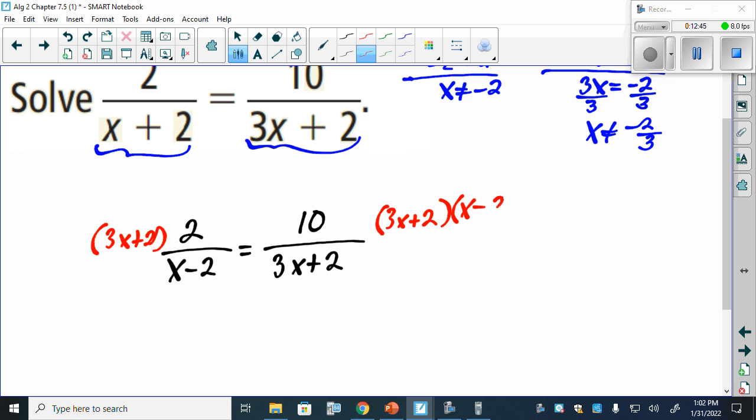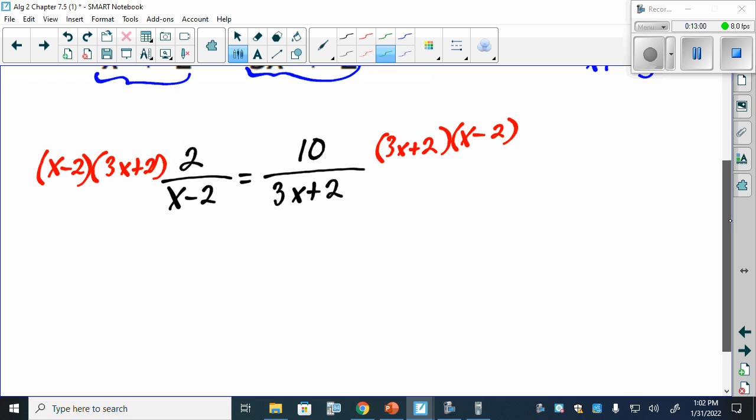X minus 2. We need both. Because the 3x plus 2 and x minus 2, when we multiply both sides by these terms, will simplify the denominators out. Because we don't have to rewrite it with the multiplication.